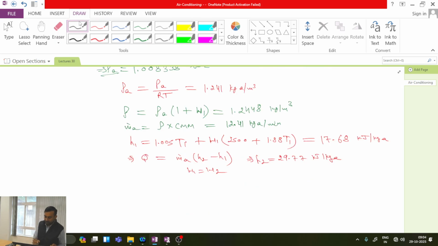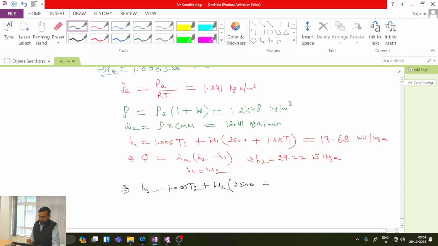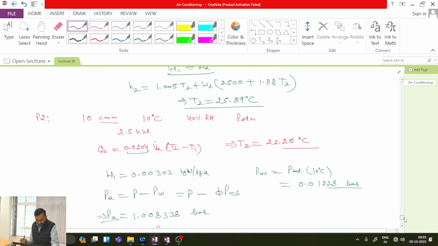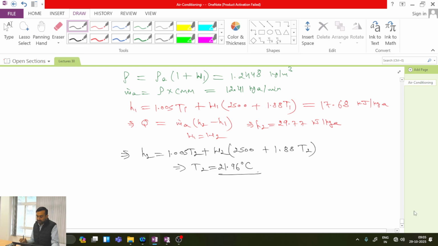Okay, as W1 is equal to W2, I can calculate that H2 will be 1.005 T2 plus W2 into 2500 plus 1.88 into T2, and ultimately from here you will be getting T2 somewhere around 21.96 degrees Celsius. What was the earlier temperature? 22.25. So you can see the difference.